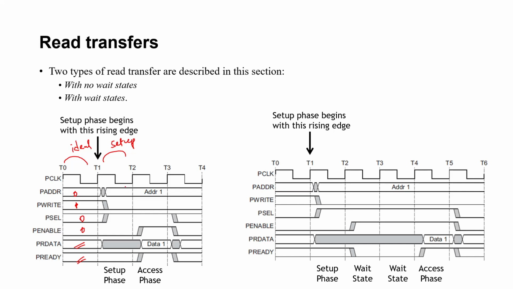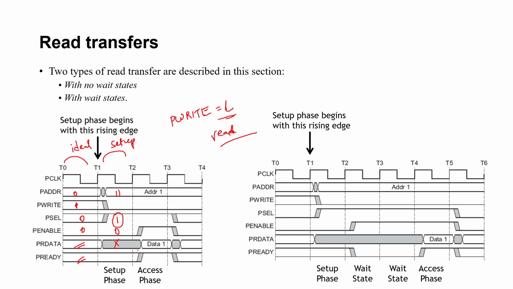During the setup phase we need to maintain a valid address, and since you are doing a read operation, PWRITE should be low. So reading will happen here. Then I need to select the slave, the slave I want to communicate with, so that slave's select is maintained as 1. Here enable is not there, and valid data is not there. So the setup phase has happened properly.